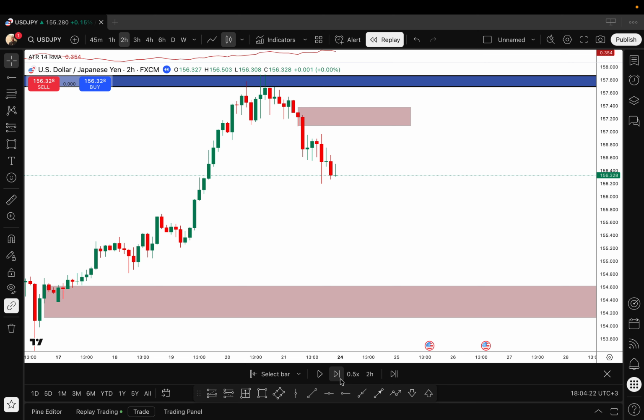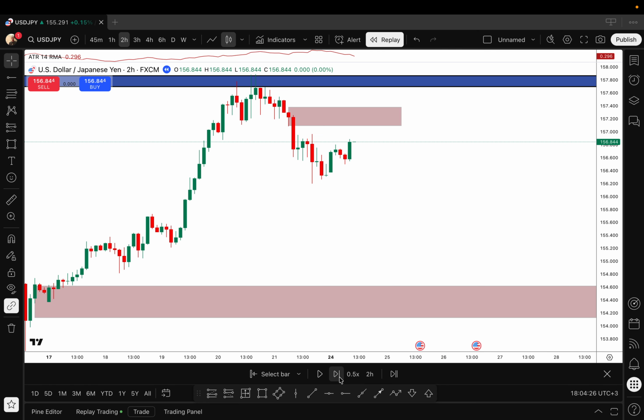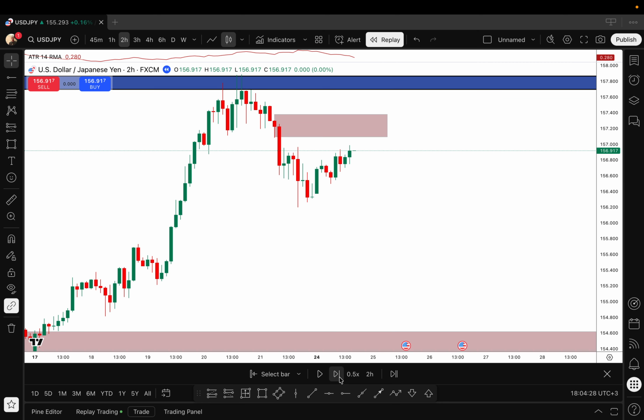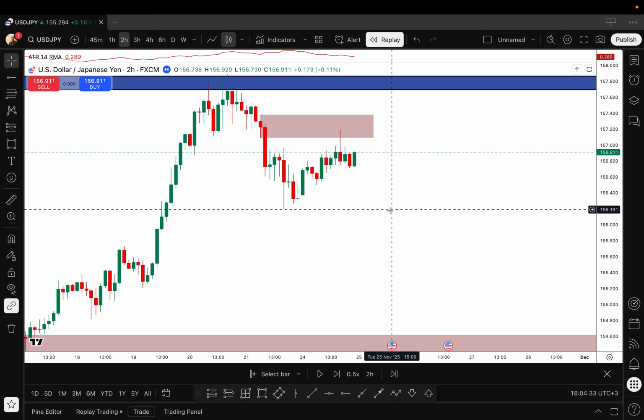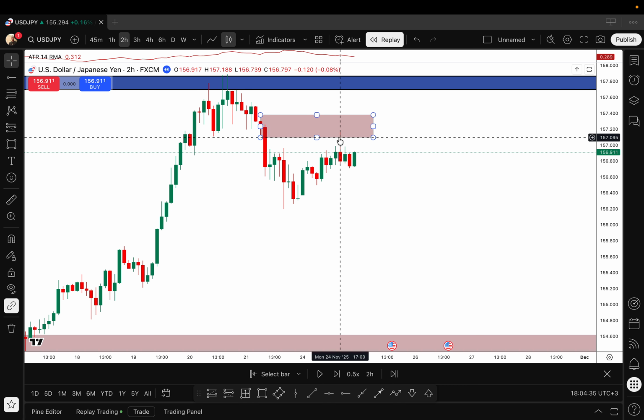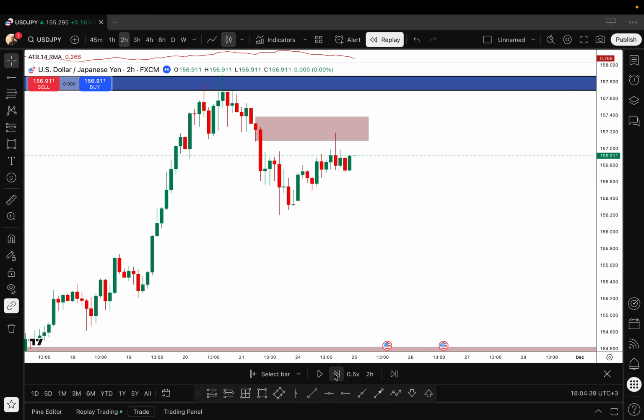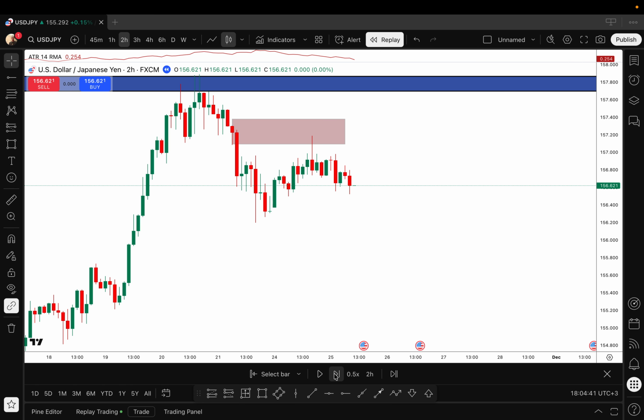Now let's play price forward. Price comes back but does not reach the zone. Oh, it taps into the zone. Well, I had not checked this. So it taps into the zone with a sniper entry, and then it starts dropping down.